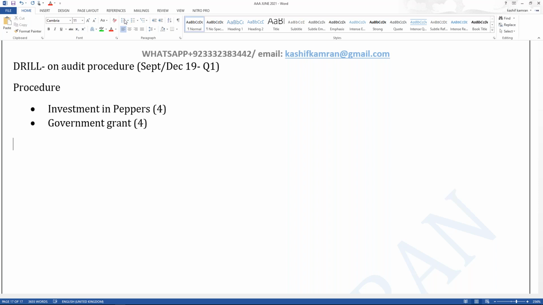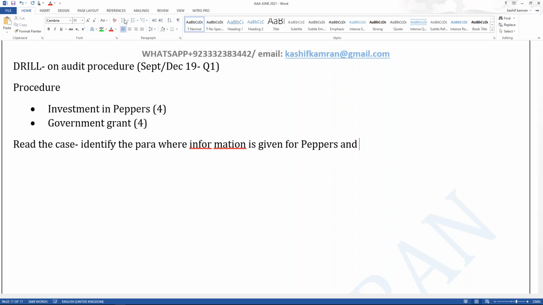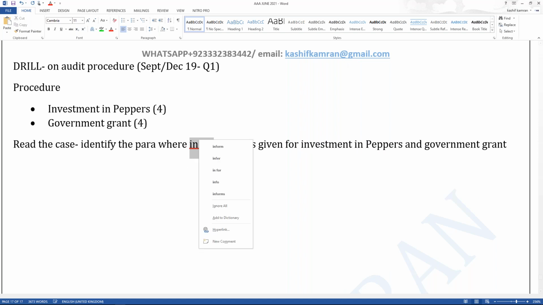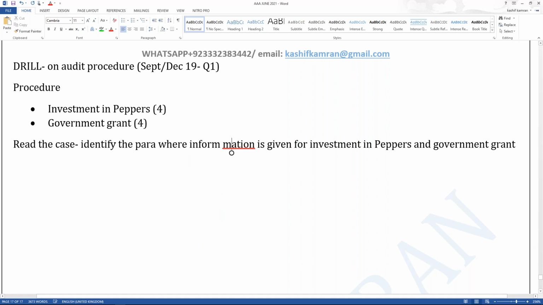Now, what is the step 1 in exam paper? You will read the case and you will identify the para where information is given about investment in paper and the government grant. Investment in papers and government grant. So where information is given in this. So will this be a first step?